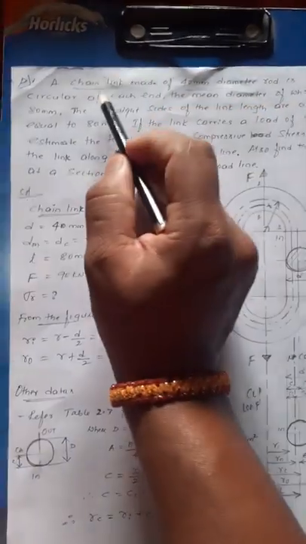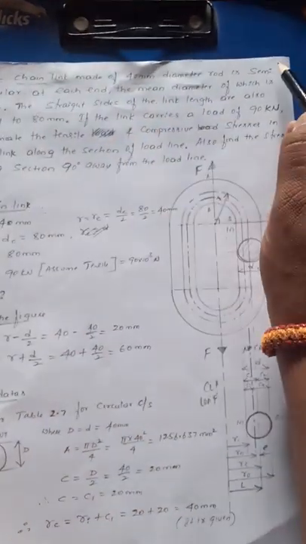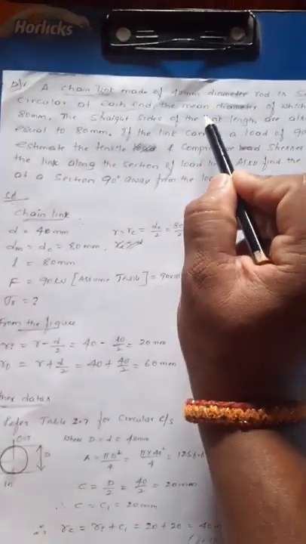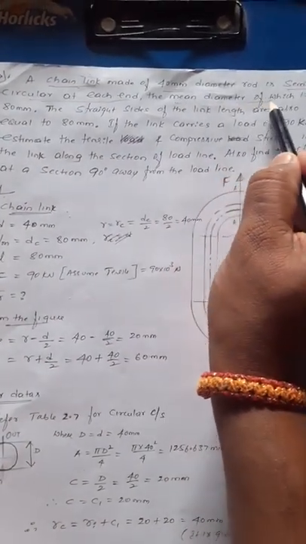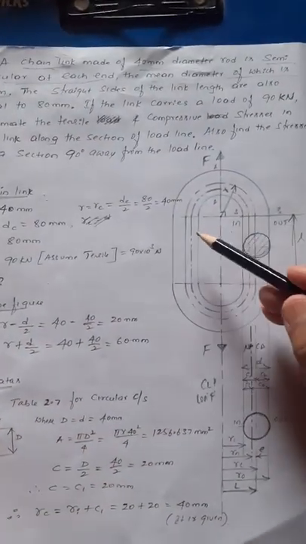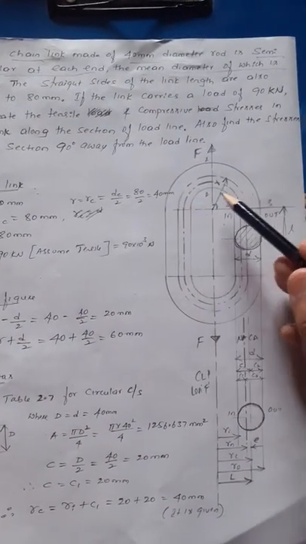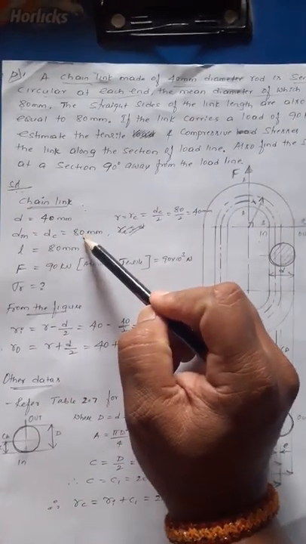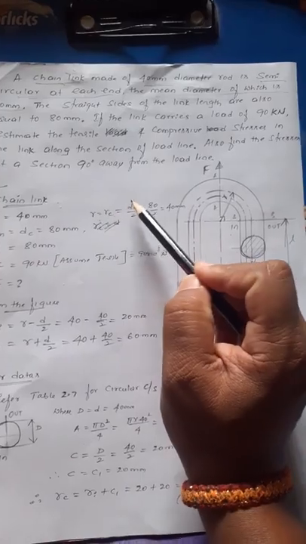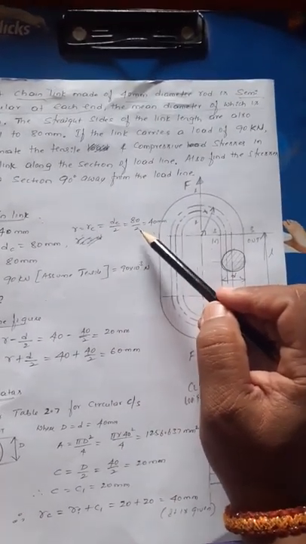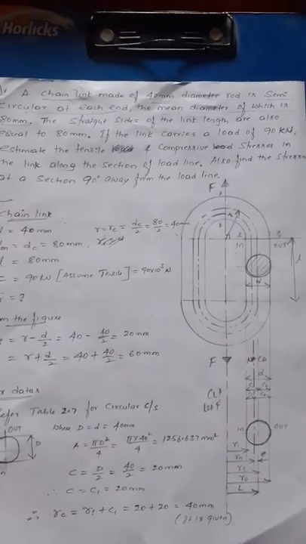It is semicircular at each end. The mean diameter of which is 80 mm. What does the mean diameter mean? The distance between the semicircles here. The mean diameter, which we call Dc or Dm, is equal to 80 mm. From this we get R equal to RC equal to Dc by 2, that is 40 mm. This is the central radius of curvature.